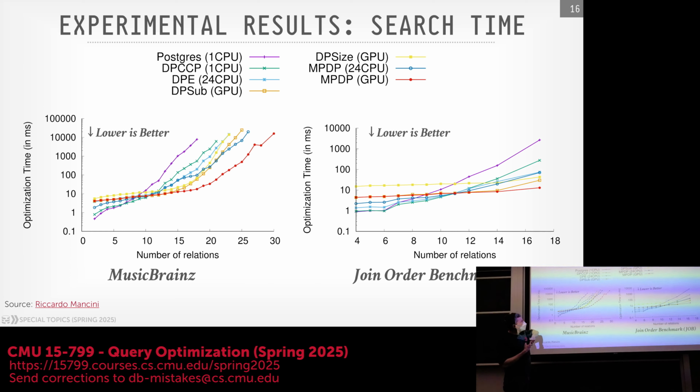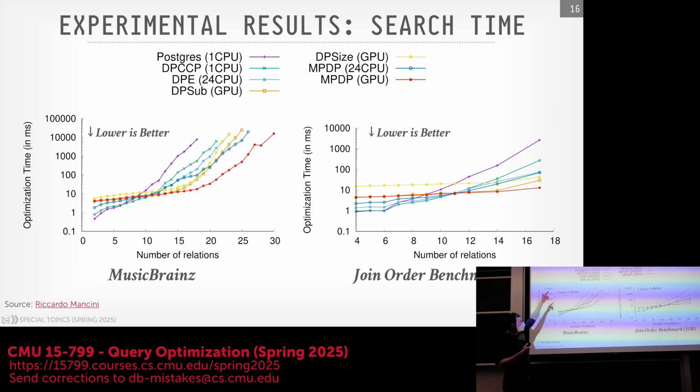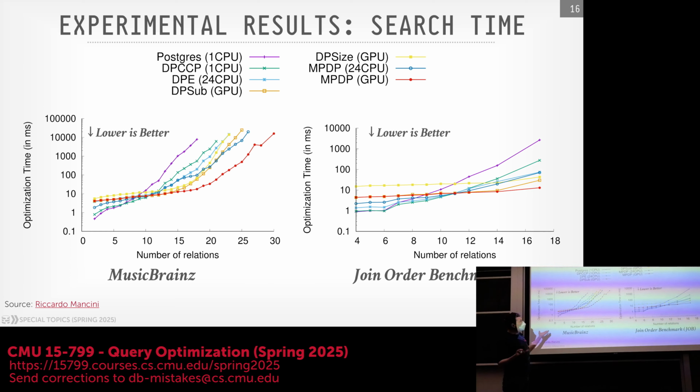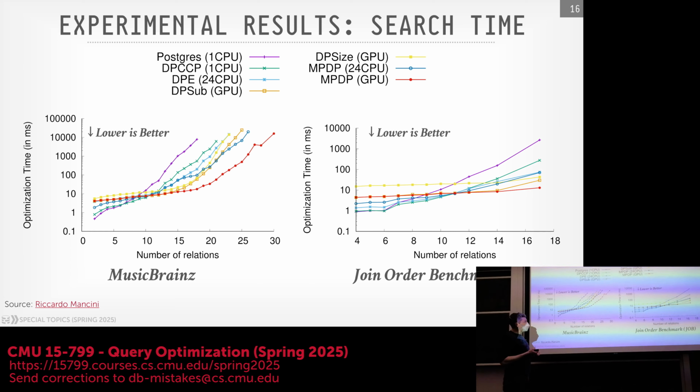I forget what DPE is, but DP size is System R, DP sub is the one we talked about before. But again, they have a bunch of these running on the CPU. They have a bunch of these running on the GPU as well. It's actually quite impressive, right?